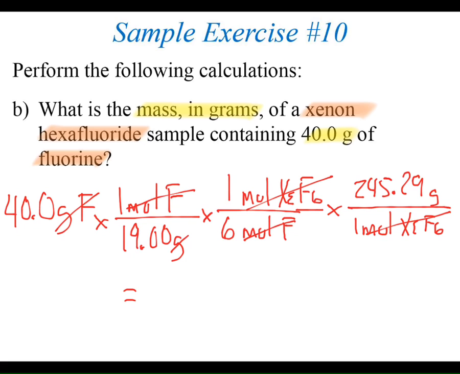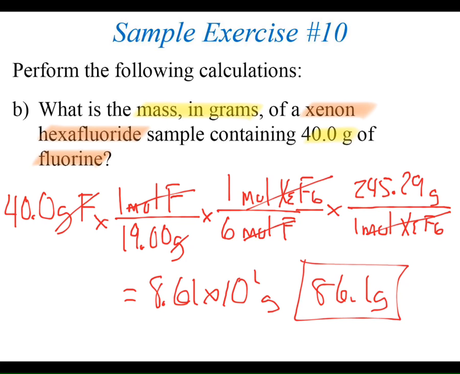So 3 is the fewest. So what is it? 8.61 times 10 to the 1? Oh, well, 86.1 in other words. Yep. Awesome. Good. Perfect.